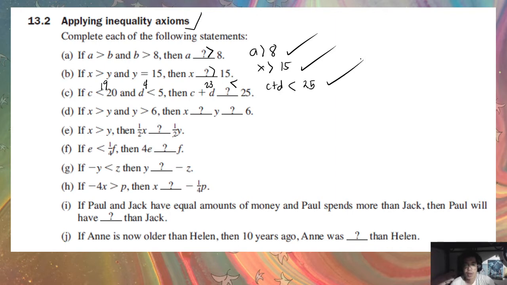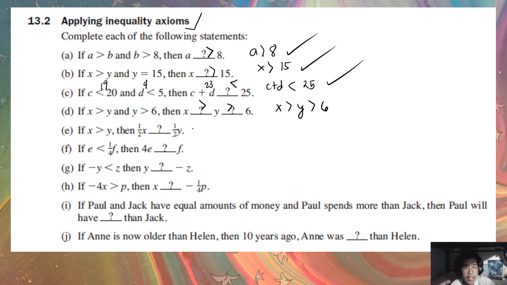Okay, for this problem. For letter D, if X is greater than Y and Y is greater than 6, then we can say that X is greater than Y, and we can also say that Y is greater than 6 for this one. So X is greater than Y and Y is greater than 6.